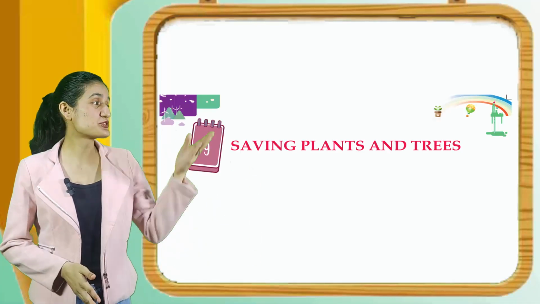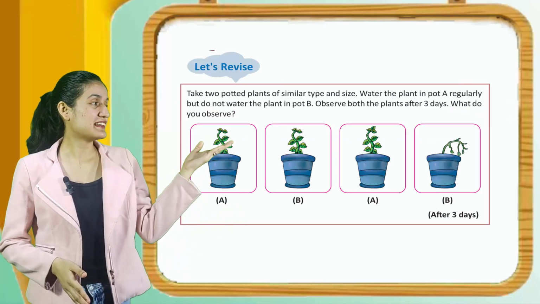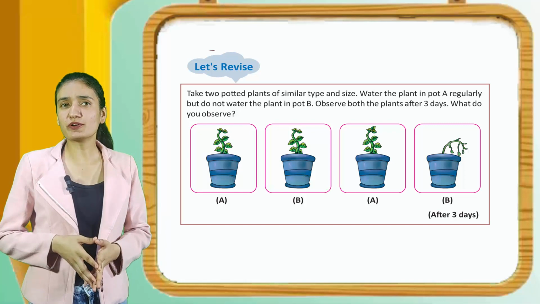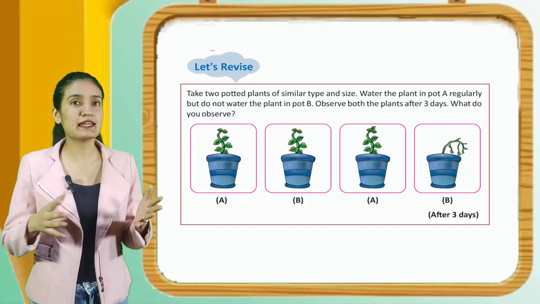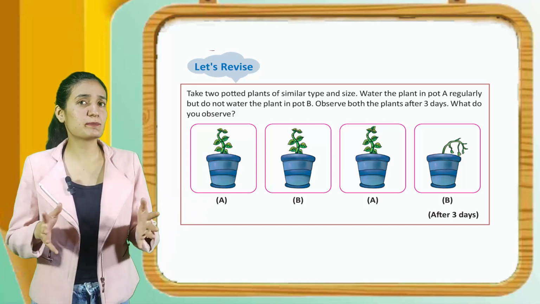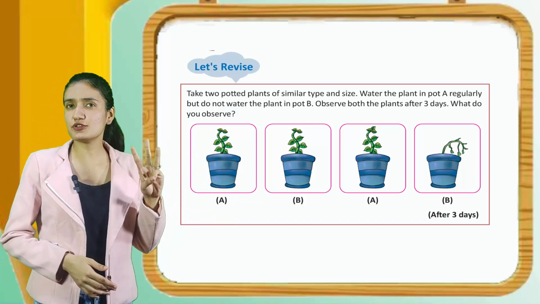Now we are going to start with chapter 9, Saving Plants and Trees. Let's revise. Take two potted plants of similar type and sizes. Water the plant in pot A regularly. But do not water the plant in pot B. Observe both the plants after 3 days.